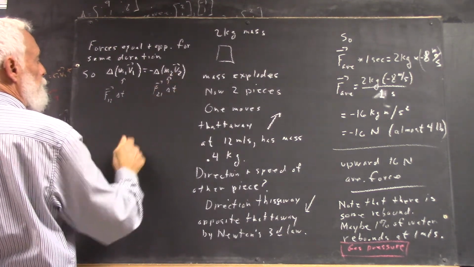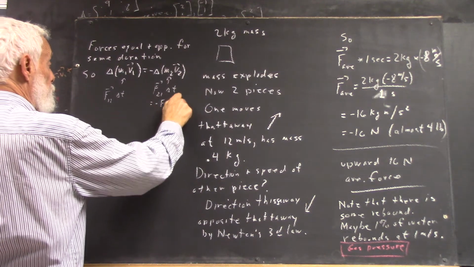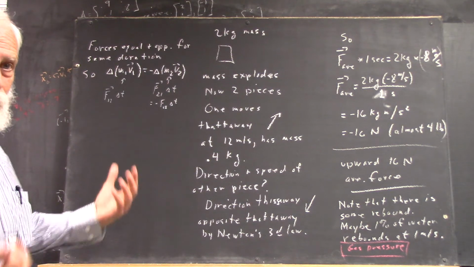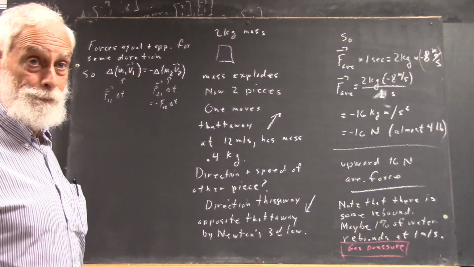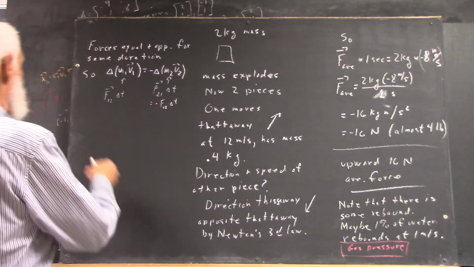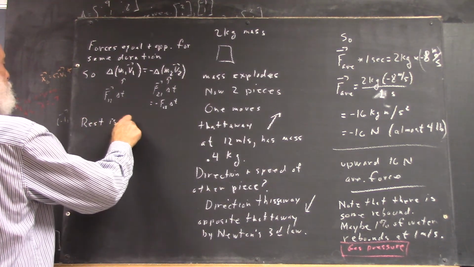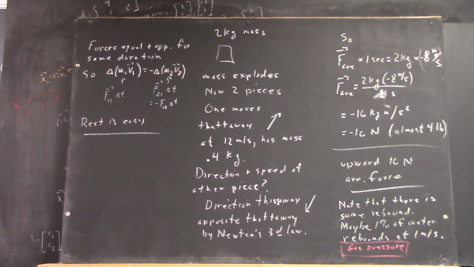Because this is F12 delta t versus F21 delta t, which is the negative of F12 delta t, right? Since the F delta t's are equal and opposite, so are the changes in momentum. Okay? And then the rest is easy. Okay? Make sense?